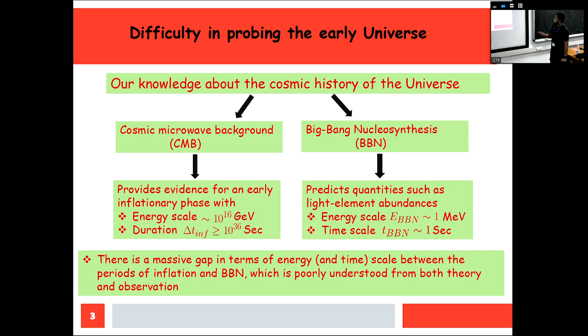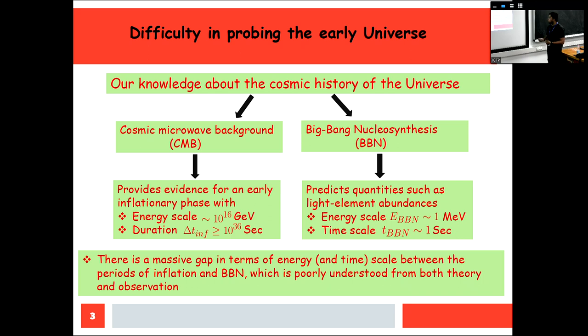Okay, so go to my next slide. What is the difficulty in probing the early phase? Because our knowledge about the cosmic history of the universe is based on two major observations: one is the cosmic microwave background, and the other one is BBN. The CMB predicts that there should be an early inflationary phase, and the energy scale is of the order of 10^15 to 10^16 GeV. And Big Bang nucleosynthesis predicts quantities such as the light element abundances, and the energy scale is of the order of 1 MeV. So there is a massive gap in terms of energy and time scale between inflation and BBN, which is poorly understood from both theoretical and observational points of view.